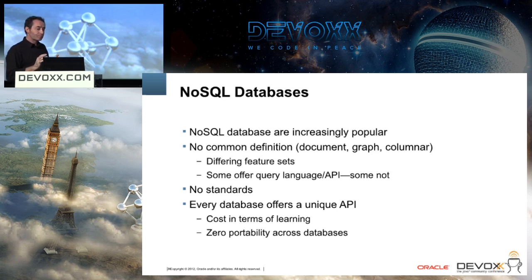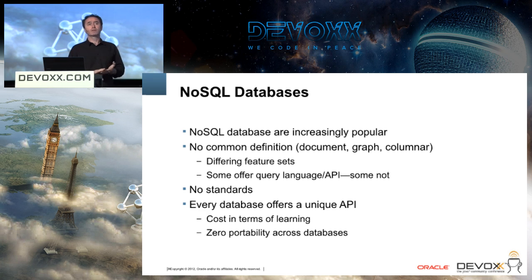NoSQL is big, right? Everyone's talking about them. Everyone's thinking they might want to use one day, or they download them. For people like ourselves on the EclipseLink team, it's really a problem because they're just so non-standard. There are no standards. It's easy to build a persistence layer on top of standards like JDBC or JCA adapters, for example, which we do. That's great. These databases don't have a common definition.